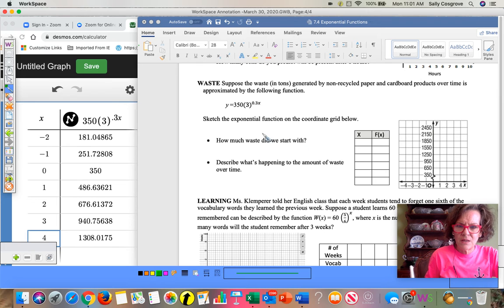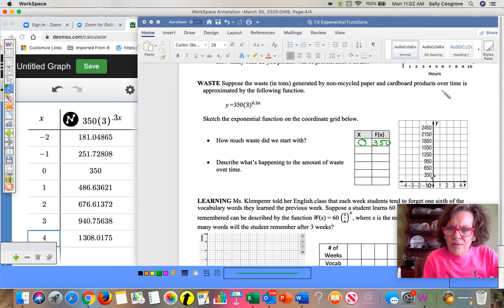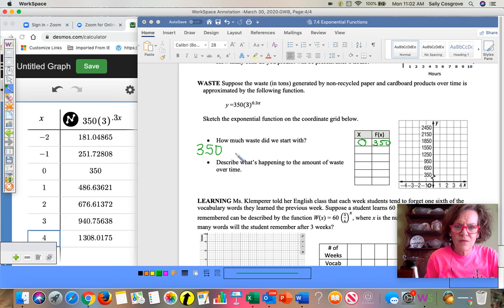How much did we start with? Well, we already said that when x was 0, y is 350. And again, what does this stand for? Tons of paper. So how much waste did we start with? 350 tons of waste paper.